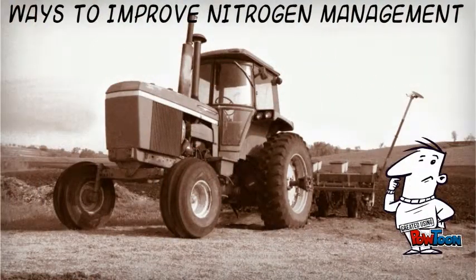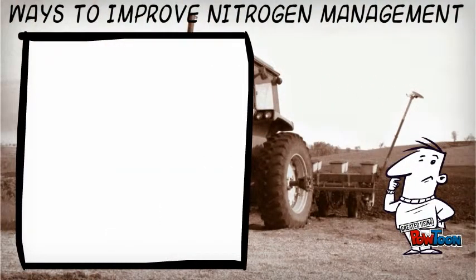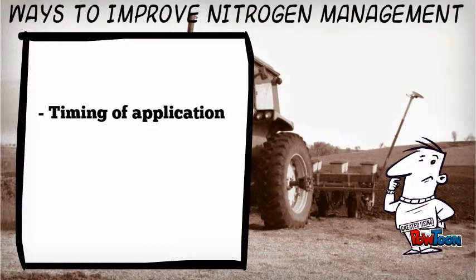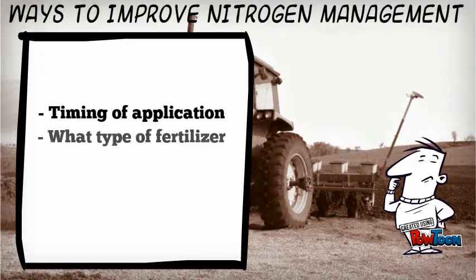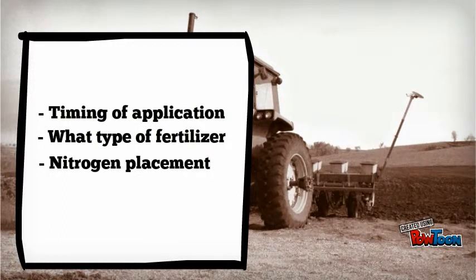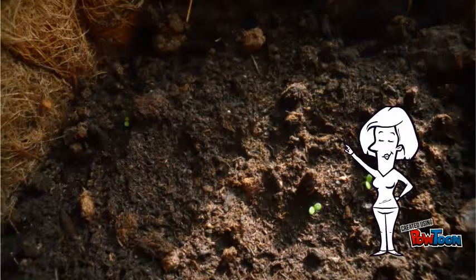Ways to improve nitrogen management. Four things that you should consider when managing nitrogen are the timing of your application, the nitrogen source, or what type of fertilizer you're going to use, where you are going to place the nitrogen, and how much you will apply. Soil apparent electrical conductivity can help you determine these four things.